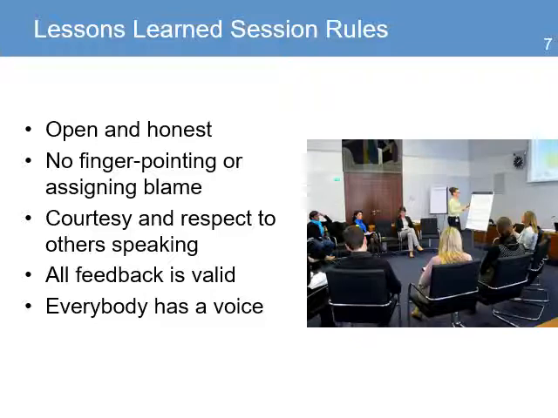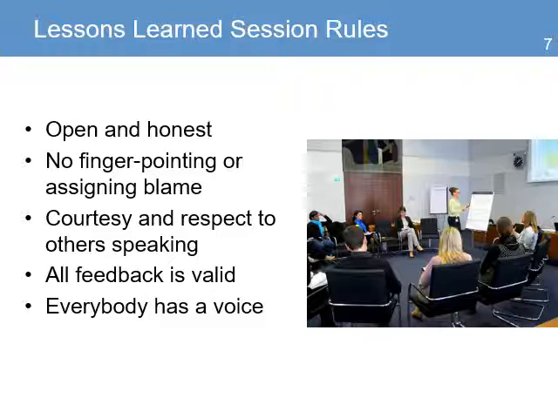understands them. The rules should include the need to be open and honest. This is not only a time for everybody to be open about what happened, but also to be honest about the realities of what happened during the project. No finger pointing or assigning blame. The focus should be on finding what can be done to avoid it in the future.